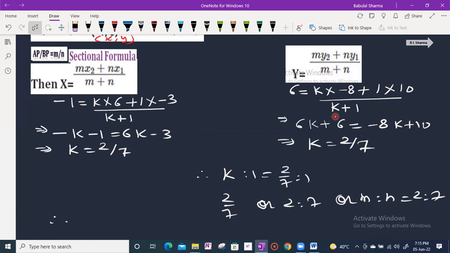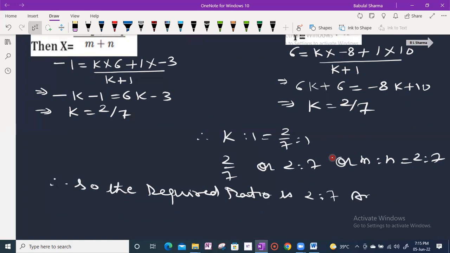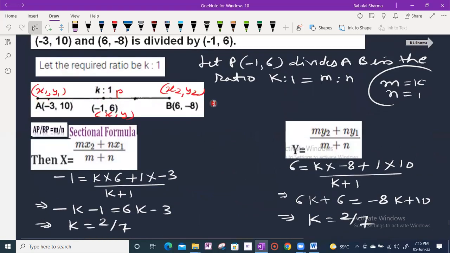Therefore, क्वेश्चन में ये पूछा कि in which ratio it divides. We can say the required ratio is 2:7, answer. सो ये पॉइंट P इस AB को 2:7 रेशियो में डिवाइड करेगा. मीन्स A to P if it is 2 then P to B, that will be 7.